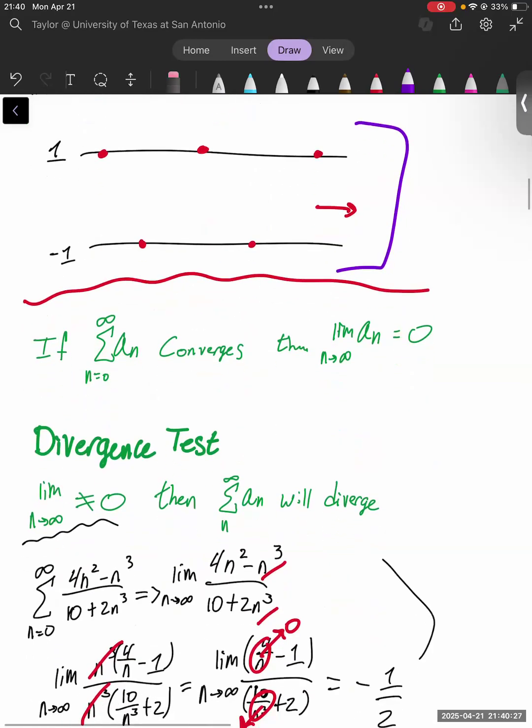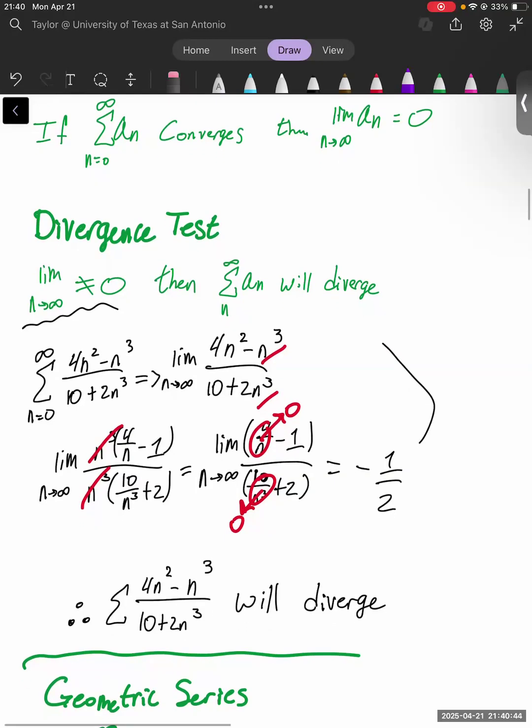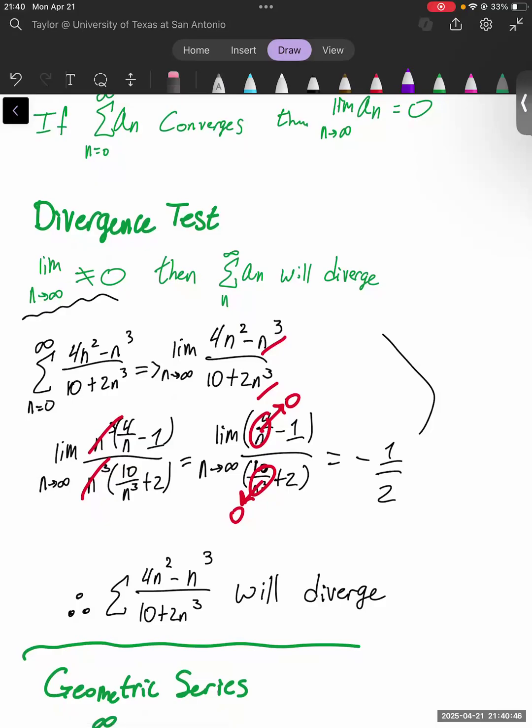All right, so we'll start with a little introduction to series. If the series a_n converges, then the limit as n approaches infinity of our sequence a_n equals 0. And with that, I introduce the divergence test. The divergence test basically states that if the limit of a_n does not equal 0, then the series will diverge.